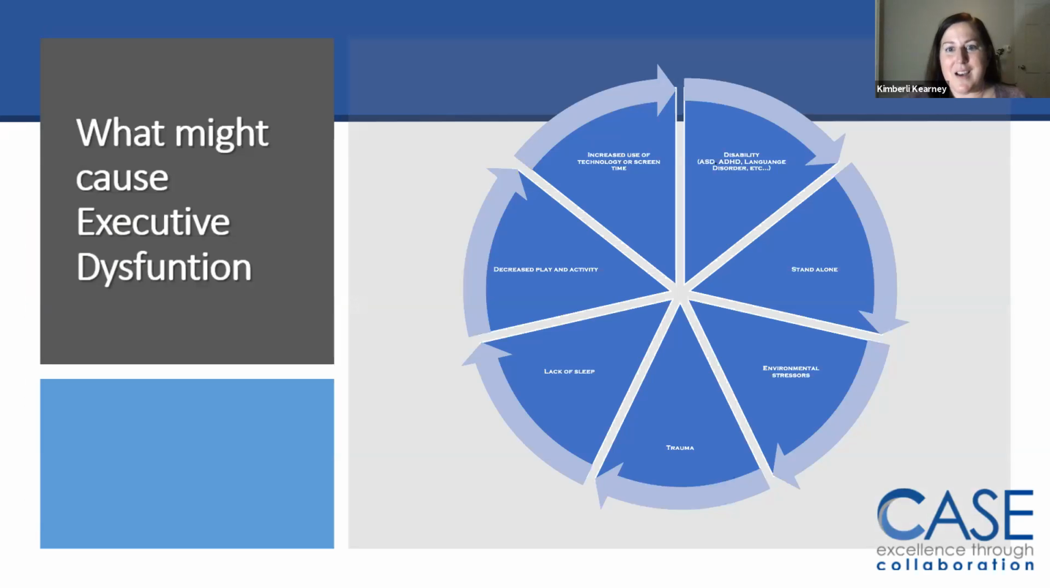So what might cause executive dysfunction? Well, we often hear about it as part of a disability such as autism spectrum disorder, ADHD, a language disorder. It also can just be a standalone. You may not have an underlying disability that is contributing to your difficulty with executive function.